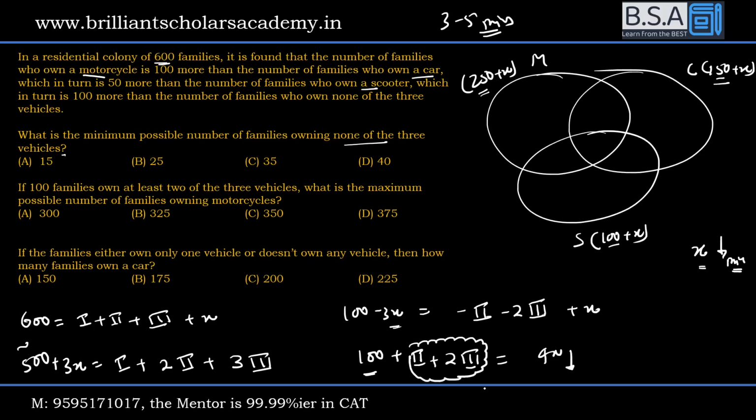रीजन 2 और रीजन 3 अगर 0 हो गए, तो 4x इज इक्वल टू 100, x इज इक्वल टू 25. इसका मिनिमम वैल्यू 25 है. टेक योर टाइम, ऑब्जर्व. अब मैं यहाँ पर यूनियन के फॉर्मूले क्यों नहीं यूज कर सकता?